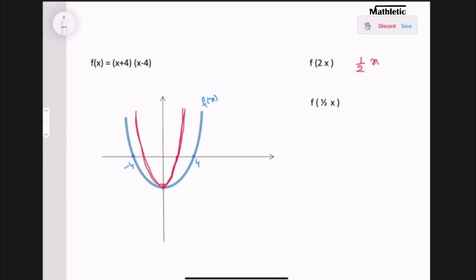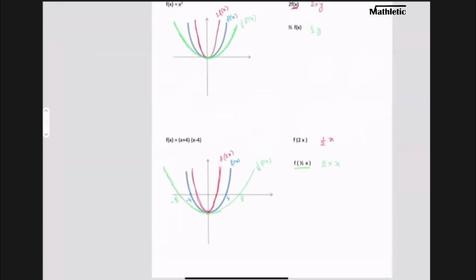So that's f of 2x. For the next one, f of half x, you need to multiply with the x coordinates. So 4 will be at point 8, -4 will be at -8, but 0, the x coordinate is 0 here, it will be at this location.